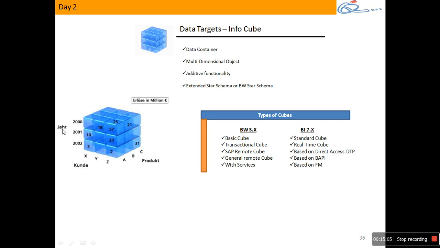Okay. Now look, how it looks. For example, the year. Let's say this block is 2000, this block is 2001, this block is 2002. Understand what multidimensional modeling is. Now let's say this block is customer X, this is customer Y, this is Z. Let's understand this block as product: this is product A, this is product B, and this block is C.